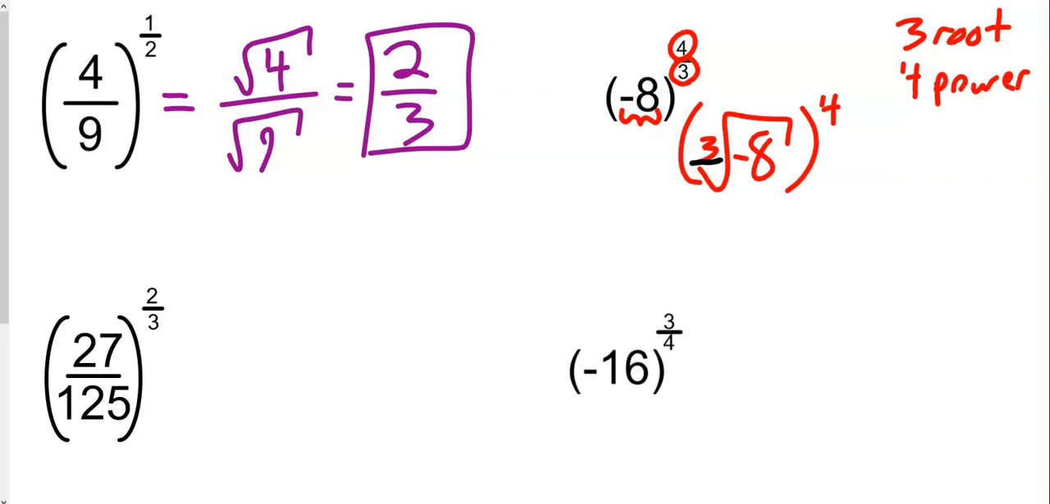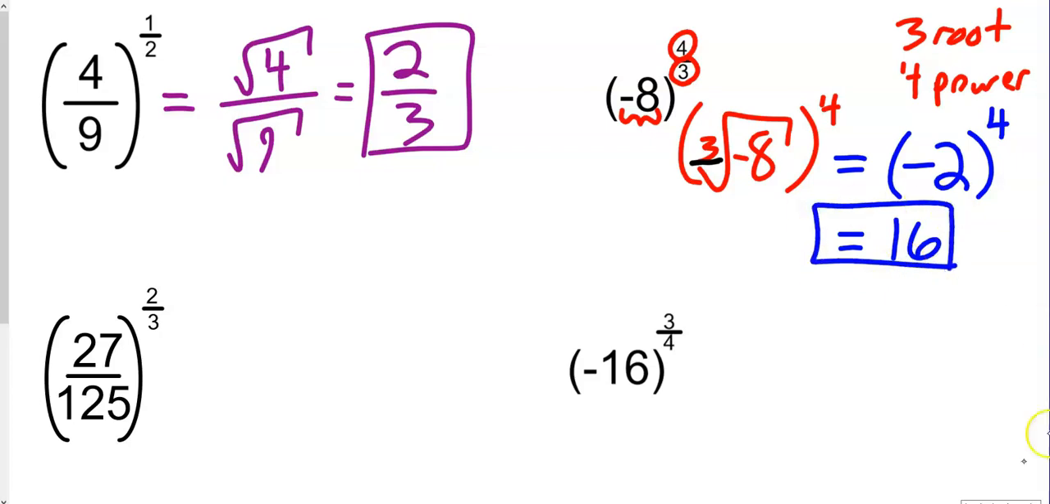So what number times itself 3 times will give me -8? Well, that's a -2. Because a -2 times a -2 times a -2 is a -8. And we're going to raise that to the 4th power. So what is -2 raised to the 4th power? So -2 times -2 times -2 times -2, it's a +16.